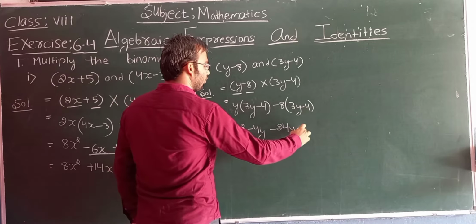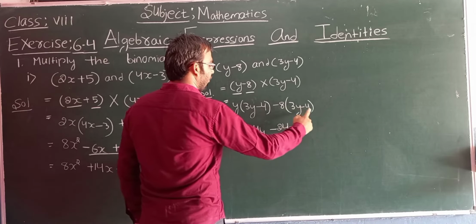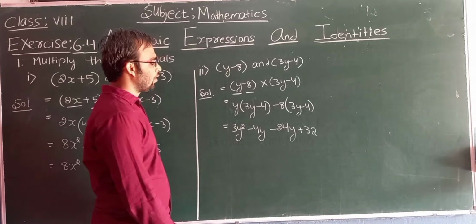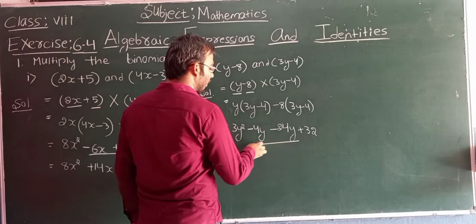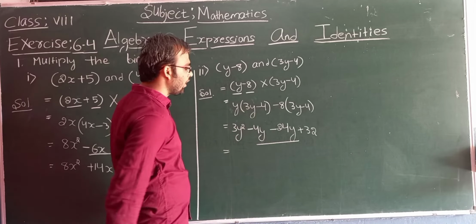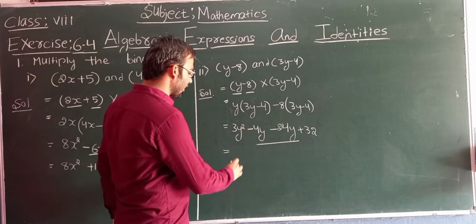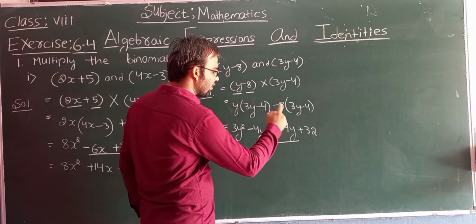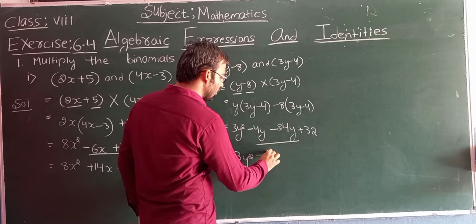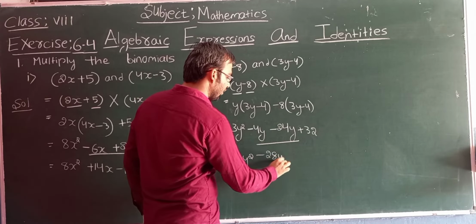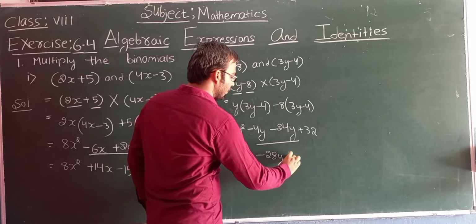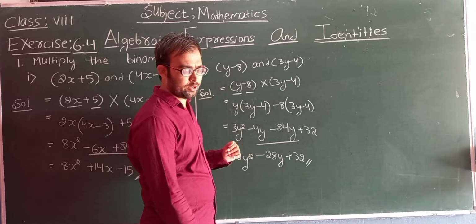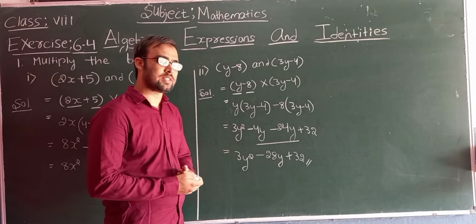Minus into minus will be plus. 8 4s are 32. Okay, and now look at here, students. These two are the like terms. Here these are having the same sign, so what we need to do? Minus 4y and minus 24y will be minus 28y, plus 32. When we come across the same sign, we need to add. So this will be the solution for the second problem.